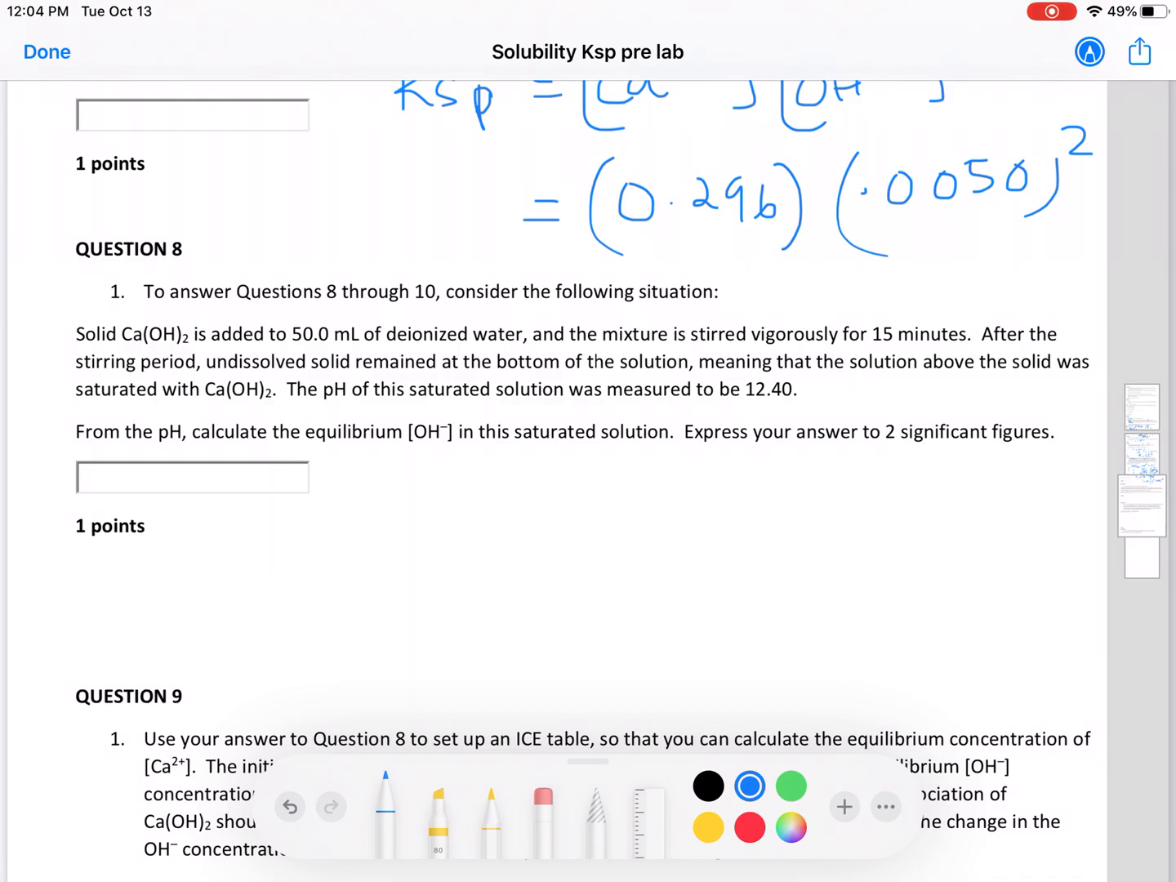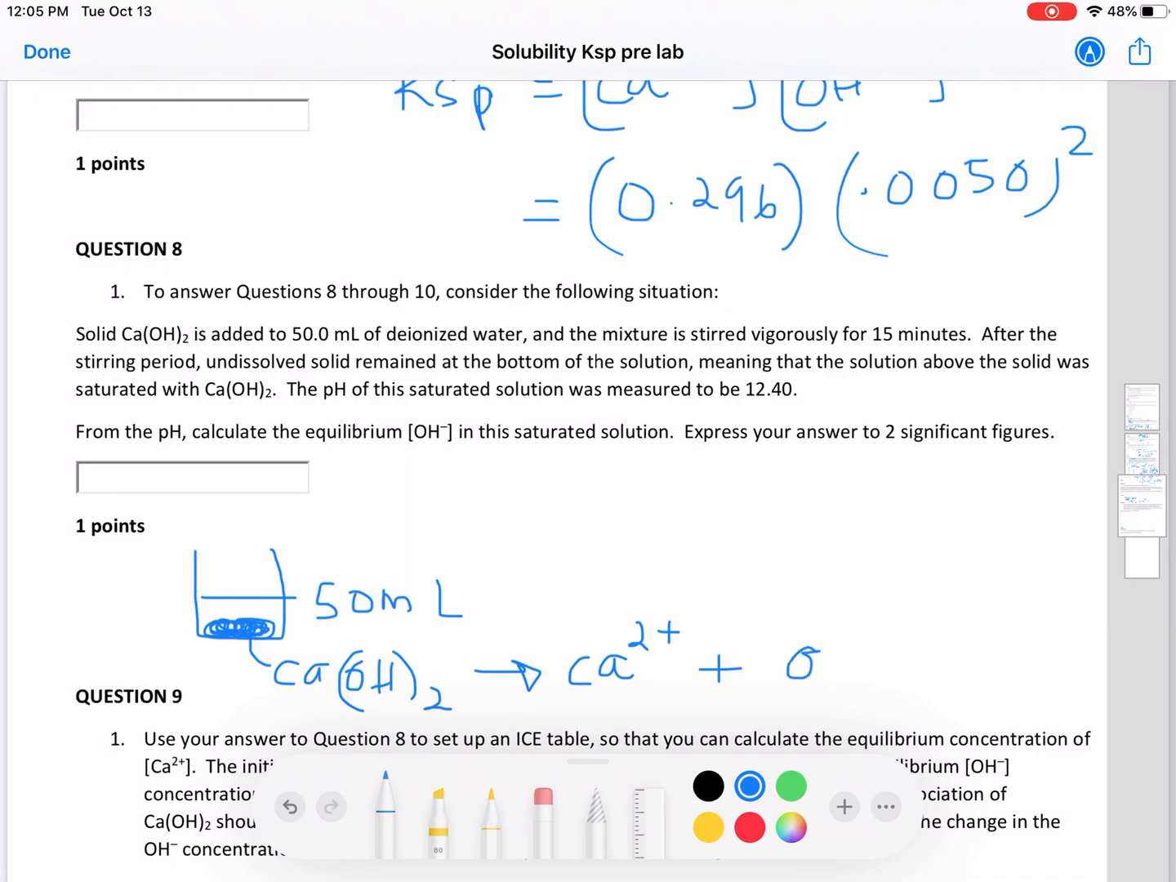Let's see how it's going to happen. Let's say you take that calcium hydroxide after vacuum filtering, you put it into a beaker, and then you add 50 milliliters of deionized water, and then you're going to stir it. When you stir it, this calcium hydroxide, which is a solid, is added to the water. Now it is going to dissociate into calcium ions and hydroxide ions. Some solid will still remain, but the calcium hydroxide will go into the solution after you mix it.